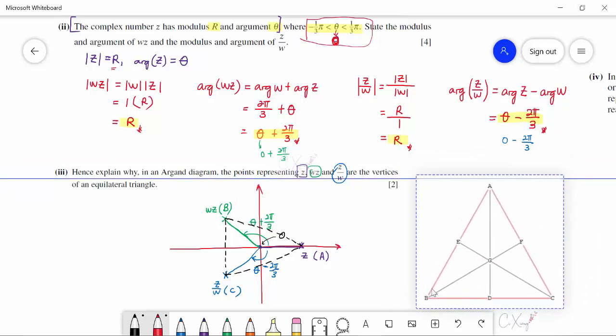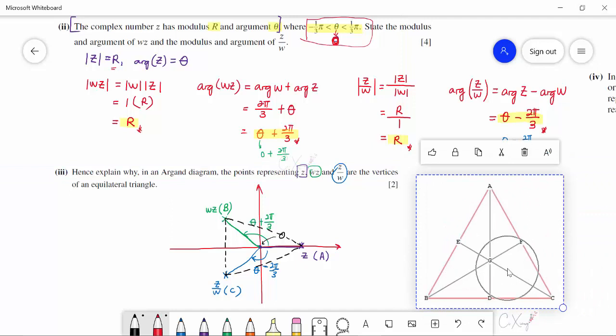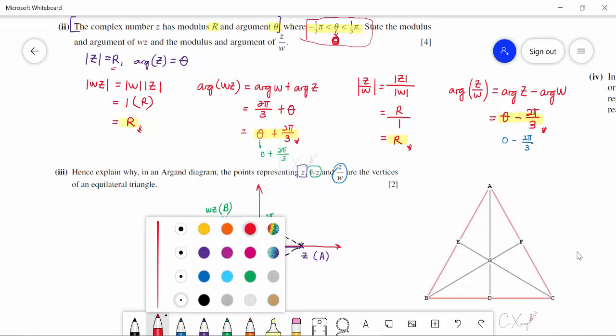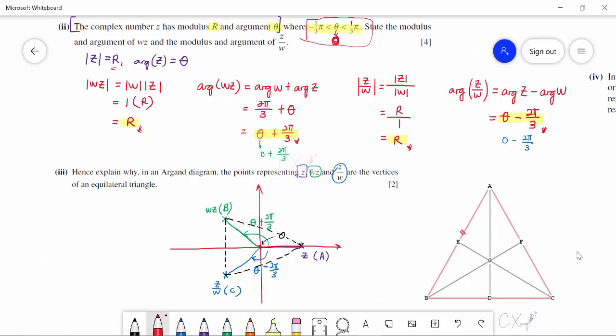Let's say this is one of the equilateral triangles that we have. An equilateral triangle means that all the sides are the same. Another thing you need to know is that all the angles here will be 60 degrees. So this one is 60 degrees, this angle here is also 60 degrees, and this angle is also 60 degrees.